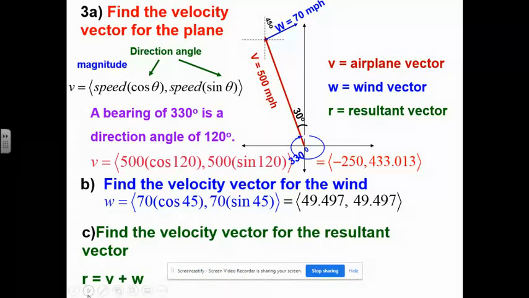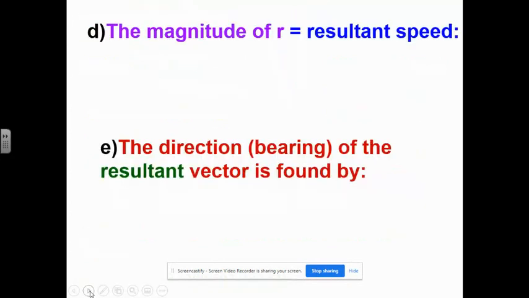The resultant would be the sum of the plane vector and the wind vector. So I know you probably can't see that because that banner is covering it.